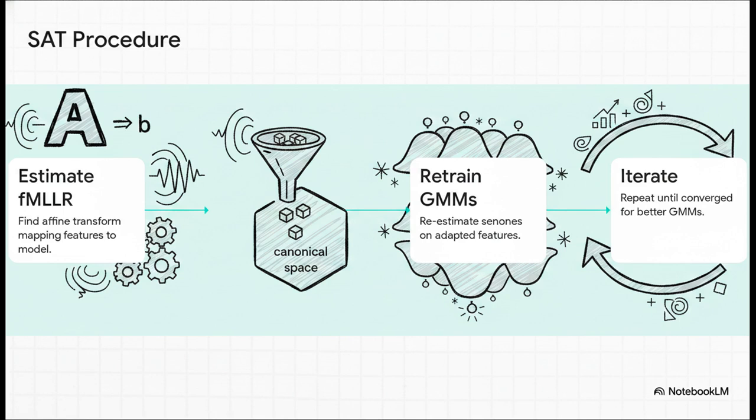Since the features are now speaker normalized, the GMMs finally get to learn just the phonetics. And step 4, you iterate. You just repeat the whole process until convergence. Why? Because better, tighter GMMs will let you calculate even better FMLR estimates on the next pass, which then creates even better GMMs. It's a beautiful, self-improving loop.